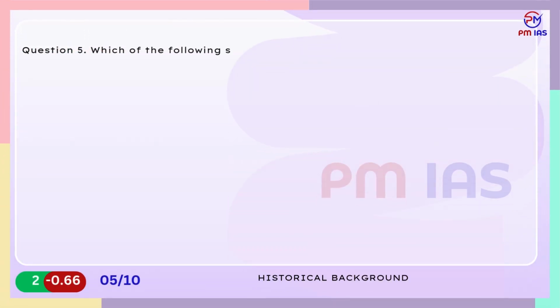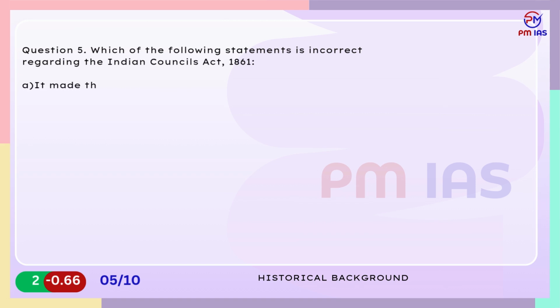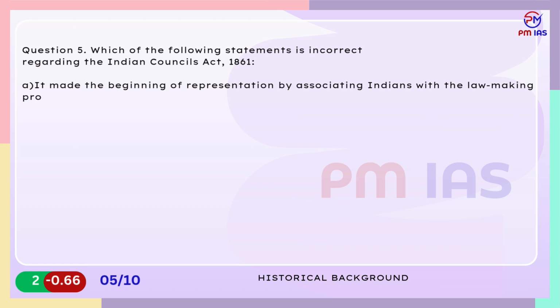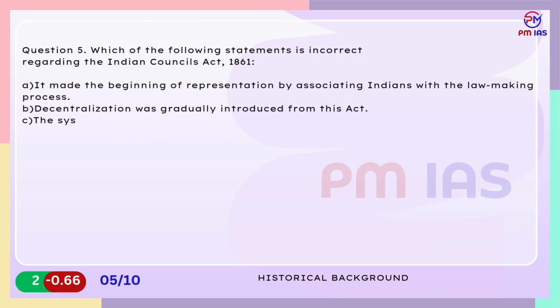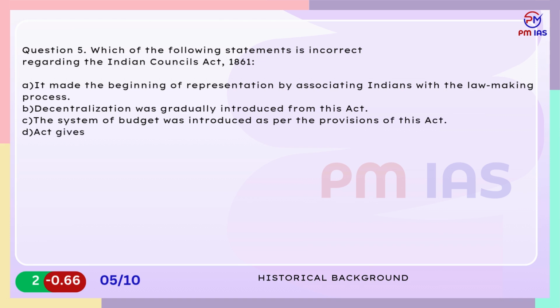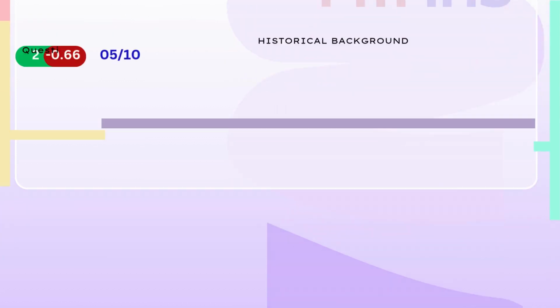Question 5. Which of the following statements is incorrect? Regarding the Indian Councils Act, 1861, A. It made the beginning of representation by associating Indians with the lawmaking process. B. Decentralization was gradually introduced from this act. C. The system of budget was introduced as per the provisions of this act. D. Act gives recognition to the portfolio system.